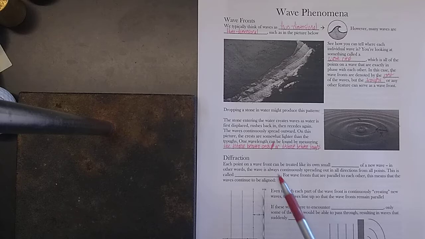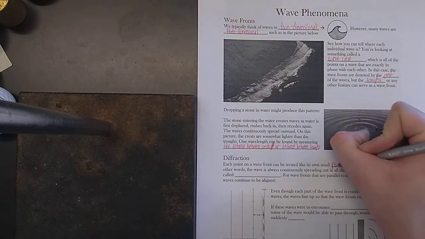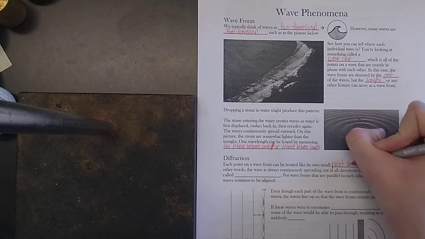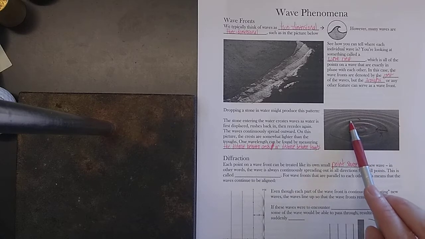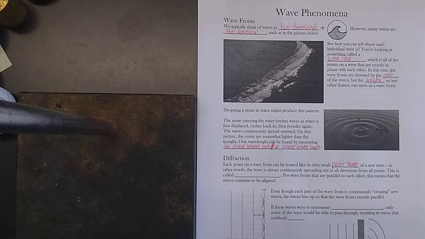Every point on a wavefront can actually be treated like its own small point source of waves, meaning even though the waves might have started at some other source, each point on a wavefront can be treated like a source of more waves that are going to spread out. Here's a source, here's a source, here's a source. That's how we can deal with them.